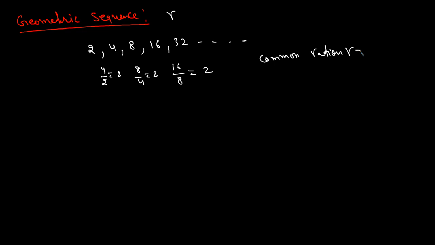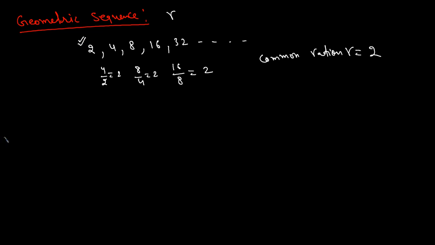represented by r. Each term is found by multiplying the previous term by a common ratio, so try it. The previous term was 2. If I multiply by 2, it gives me the next term, which is 4. Now multiply 4 by the common ratio 2. 4 times 2 is 8. 8 times 2 is 16. 16 times 2 is 32. So this gives us the next term. That means this sequence is a geometric sequence.